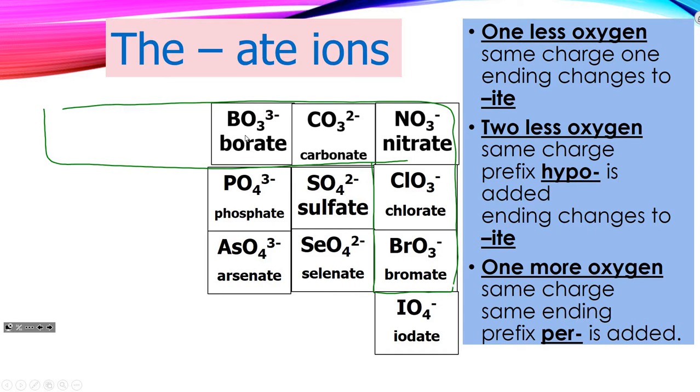When I do that, do you notice anything about the charges in the columns? They're all the same. 1 away from the noble gas would be -1. 2 away would be -2. 3 away would be -3. So that was really quick.